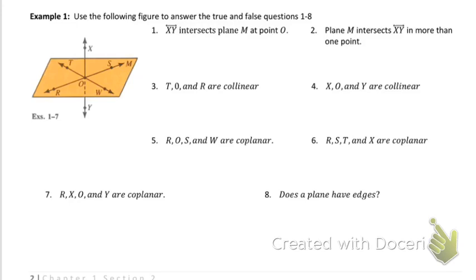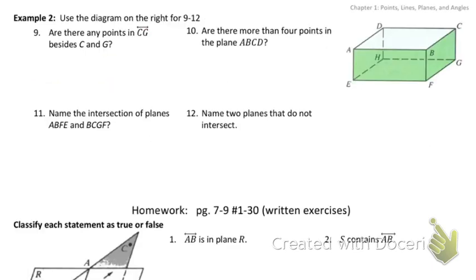Continue on. What I want you to finish up is to go through example 1. Example 1 is you're just looking at that picture and answering all those questions true or false. For tomorrow, I also want you to finish example 2. Once again, we're just looking at that picture and answering these questions. Like 9 says, are there any points in CG besides C and G? If you're not sure what that answer is, rewind this video to the beginning when I talk about lines, because you'll have the answer right there.